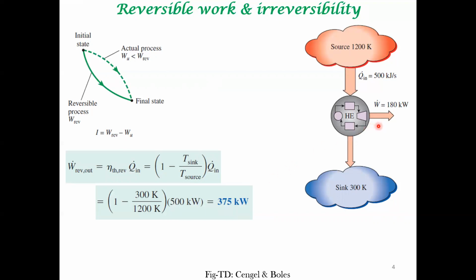However, what you get from the heat engine that is being operated is, let's say, 180 kilowatts. The difference between these two, that is, the work obtained from this abstract reversible Carnot heat engine minus the work obtained from a real heat engine, is a measure of irreversibility in the system. So in this case, 375 minus 190 is a measure of irreversibility in the system. The greater the difference, the greater the irreversibility. And of course, if the difference is zero, we say irreversibility is zero and the process is operating reversibly.